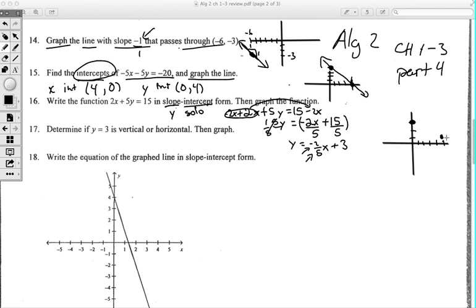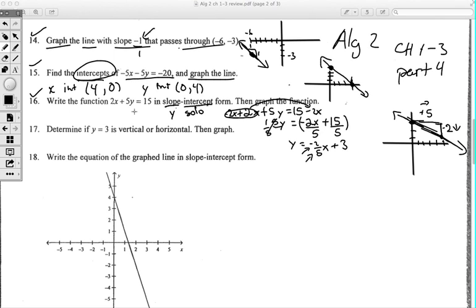And that'd be at 5, comma 1. And then there's my line. That's what I'm looking for. And in this line, I'm trying to recognize that I have a rise of 2 and a run of 5, but it's really a -2 because we're going down 2. And then we got a +5 because we're going to the right 5. There's a line. All right, so we got 14, we got 15, we got 16 done.